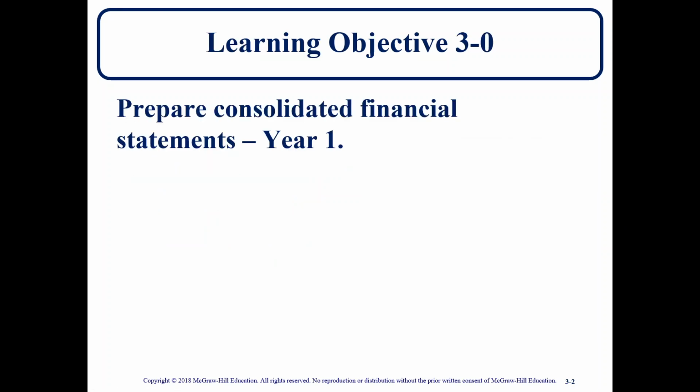So this actually has no learning objective 0, but I wanted to give you an idea of consolidation in year 1, because your textbook jumps from Chapter 2, where we had purchased a subsidiary on the last day of the year, to subsequent years. So it skips that first year, and I wanted you to understand that first before we move forward.